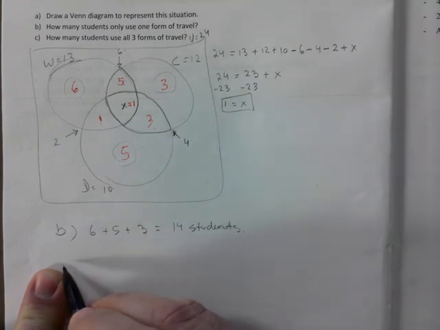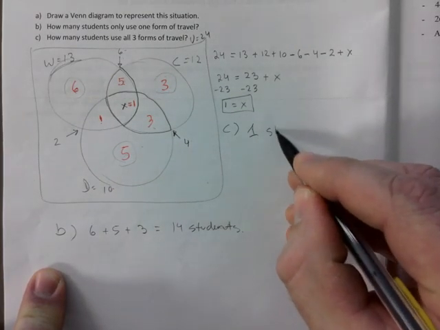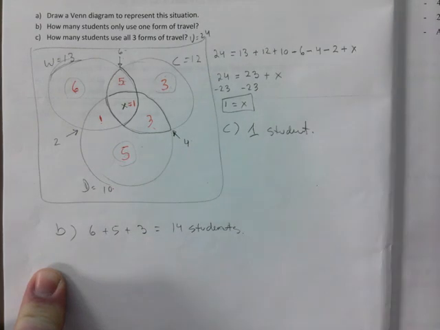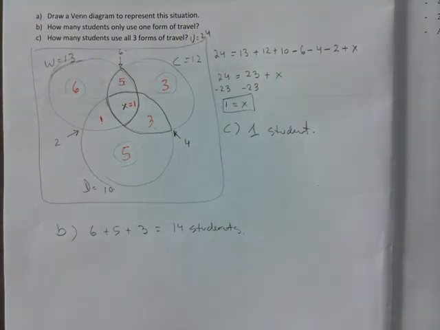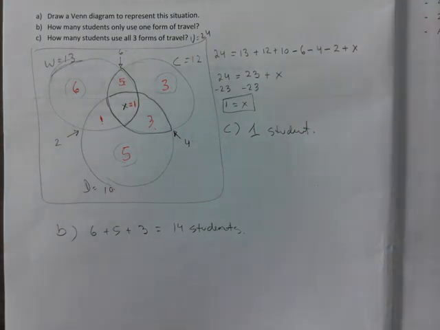C, I'm just going to answer C right here. One student uses all three forms of transportation, and the work is right there, so why would I do it again?